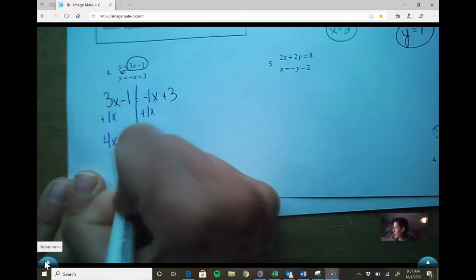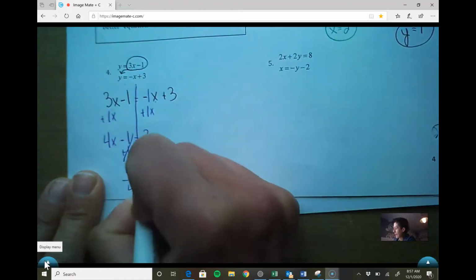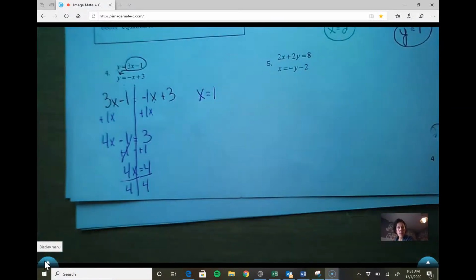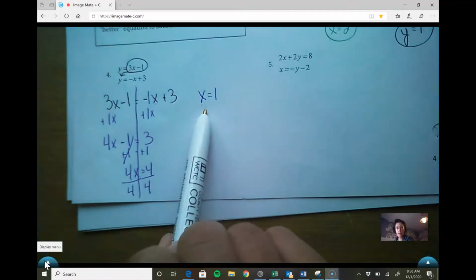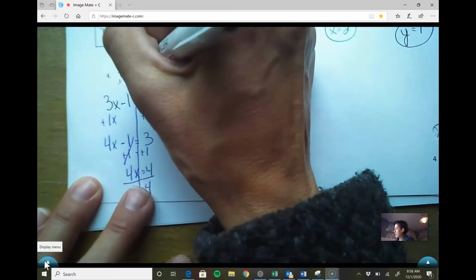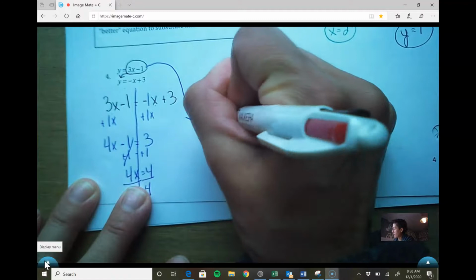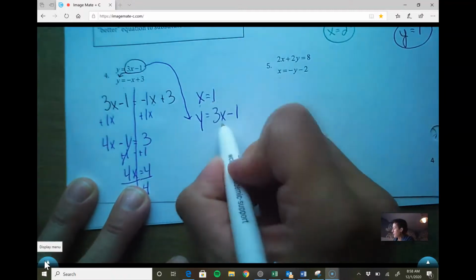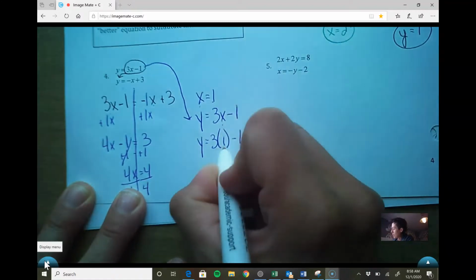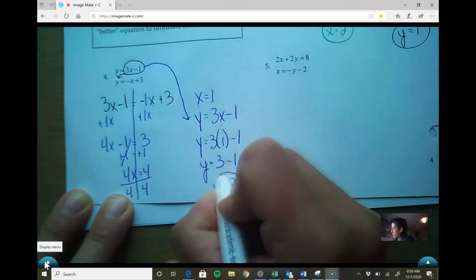Those cancel out. We get 4x equals 4. And then I'll divide to get x alone. And when we're done, we get x is 1. So now what I'm going to do is take my answer, and I always go back to the one that I circled. And I'm going to take this equation and the fact that I know that x is 1 and put it in for there. I'll multiply again. That's just 3. 3 take away 1. When I'm done, my answer is 2.